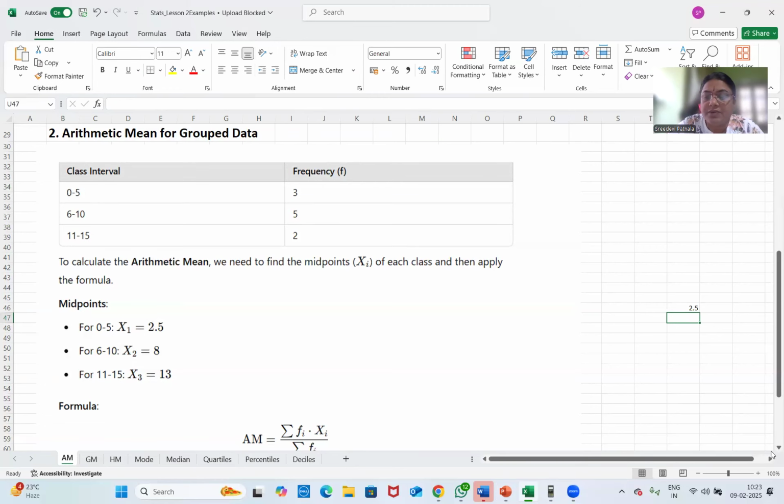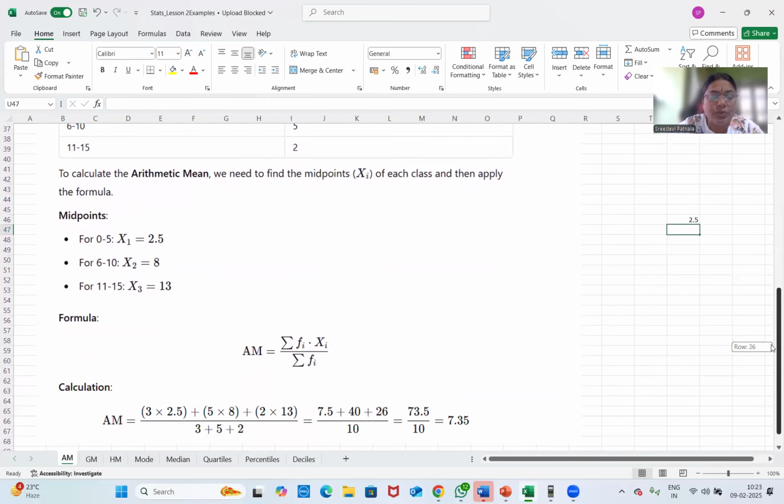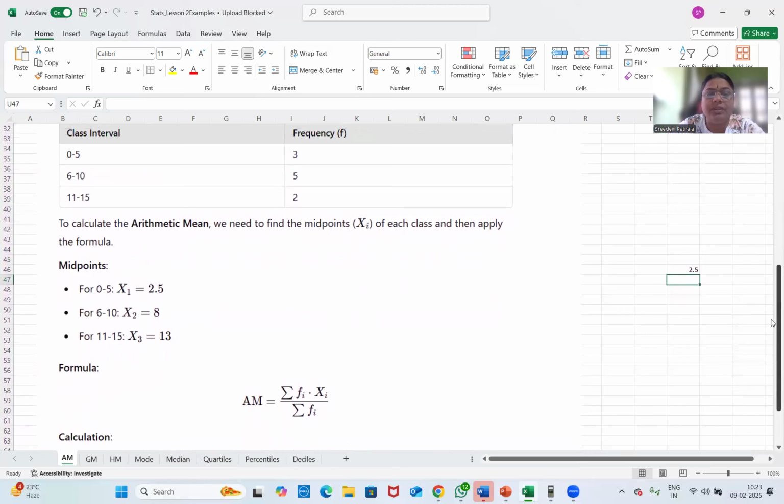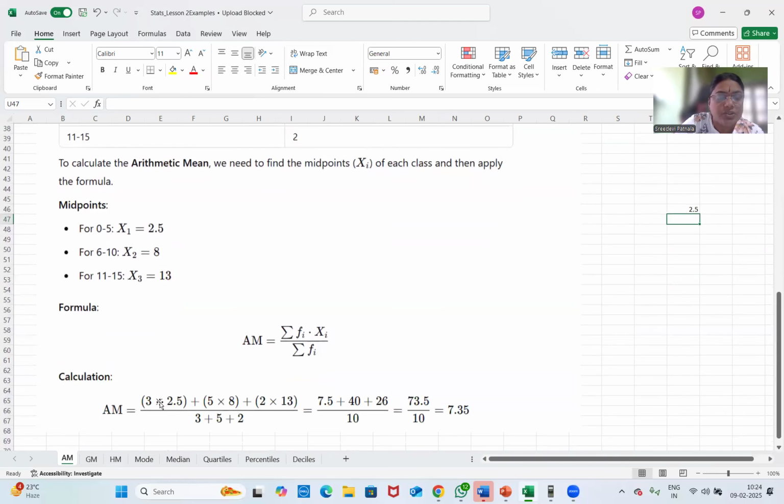Now, what is the formula? Summation of fi into xi, divided by summation of fi. Here the fi's are 3, 5, 2, and these are the xi's, the midpoints. You can put a column here for it. So 3 into 2.5 plus 5 into 8 plus 2 into 13. That is the summation of fixi, divided by summation of fi.